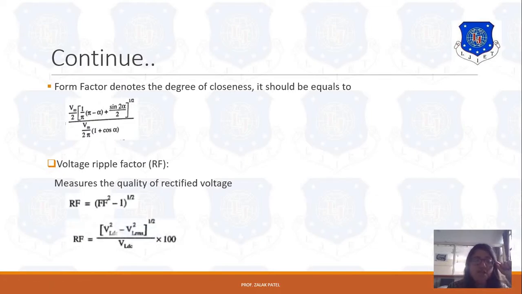Another equation of the ripple factor is (VLDC square minus VLRMS square) raised to 1 by 2, upon VLDC, into 100, so the ripple factor is in percentage form. We have already calculated the DC voltage and RMS voltage in the previous slides. You should put those values here and then calculate the ripple factor.